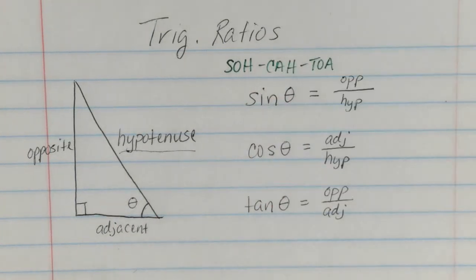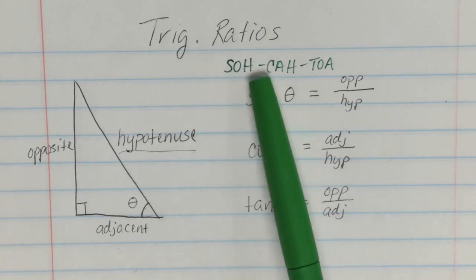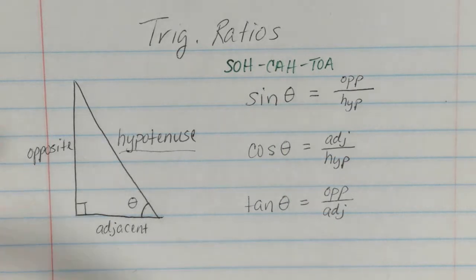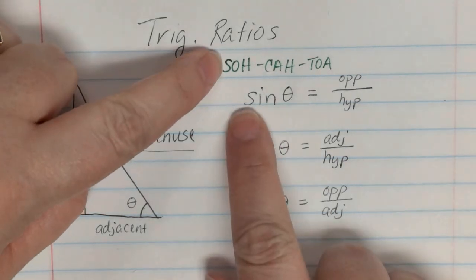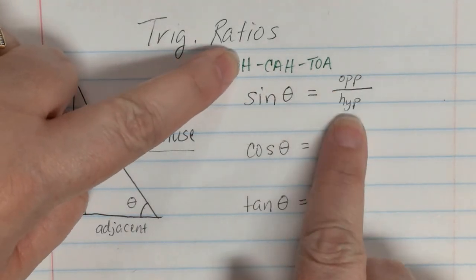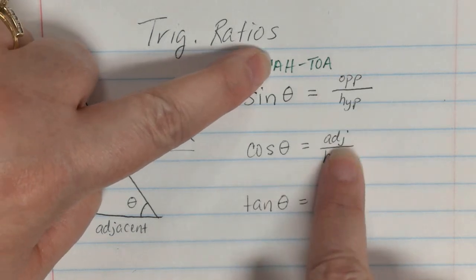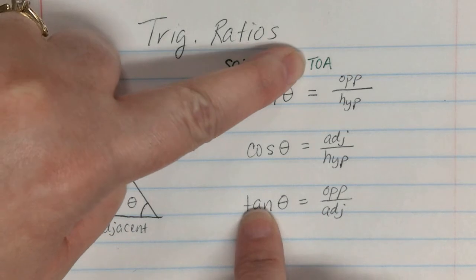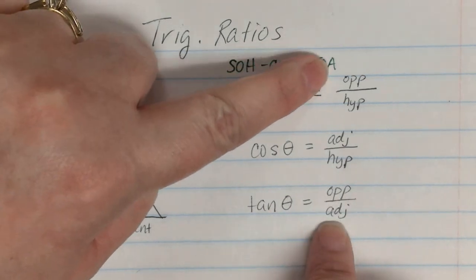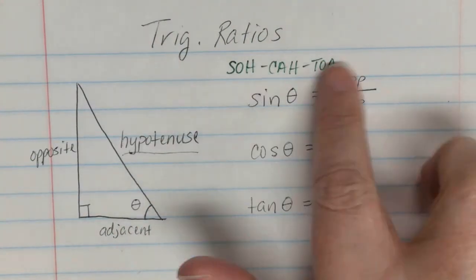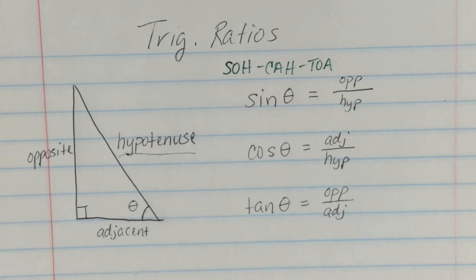Okay, SOHCAHTOA. This is a mnemonic device just like PEMDAS. See, if you look, sine is opposite over hypotenuse. Cosine is adjacent over hypotenuse. And tangent is opposite over adjacent. So this one word will help you remember all of these.